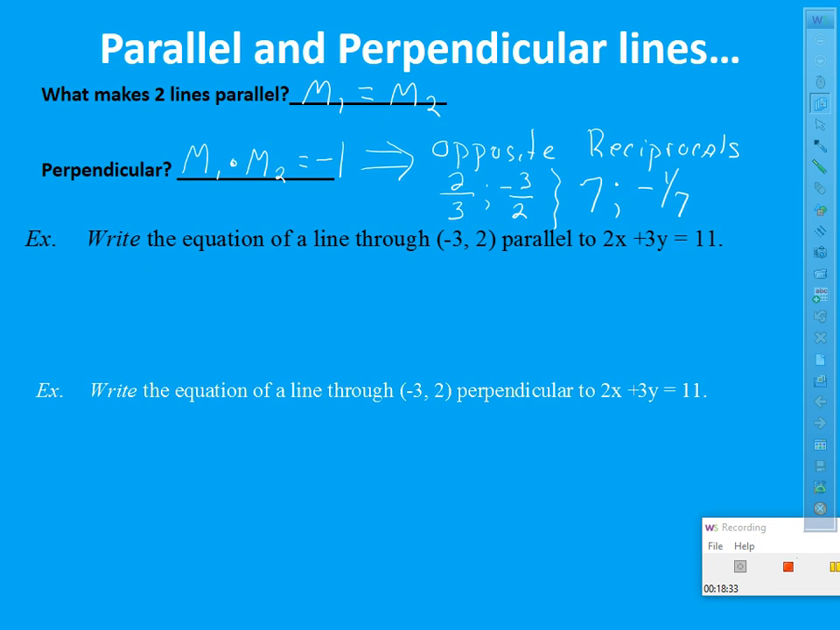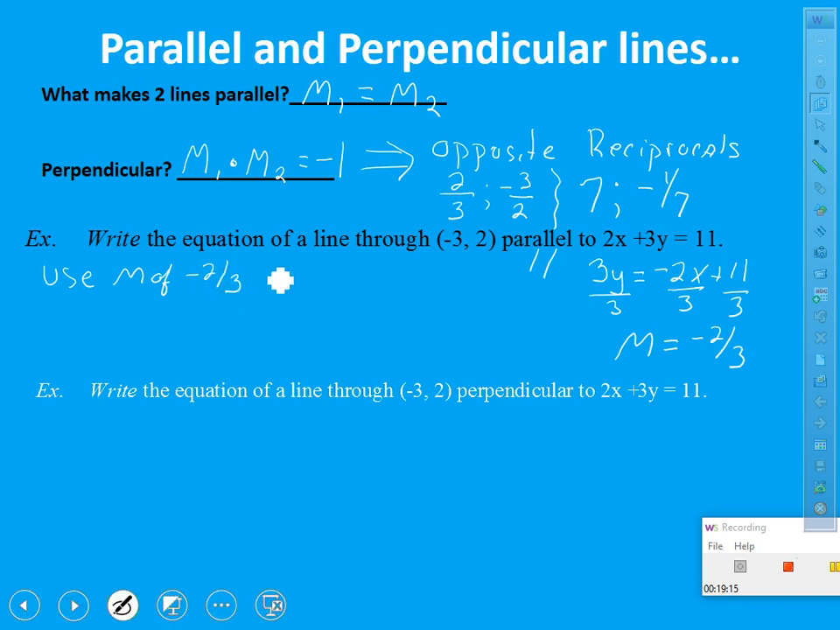So here goes these 2 real fast. Write an equation of a line through the point negative 3, 2, parallel to 2x plus 3y equal 11. The only thing I need out of here is the slope. So I'm going to start solving this thing for y. 3y equal negative 2x plus 11. Divide everything by 3. I'm not going to simplify because I know this slope is negative 2/3. I want my lines to be parallel, so I'm going to use a slope of negative 2/3.